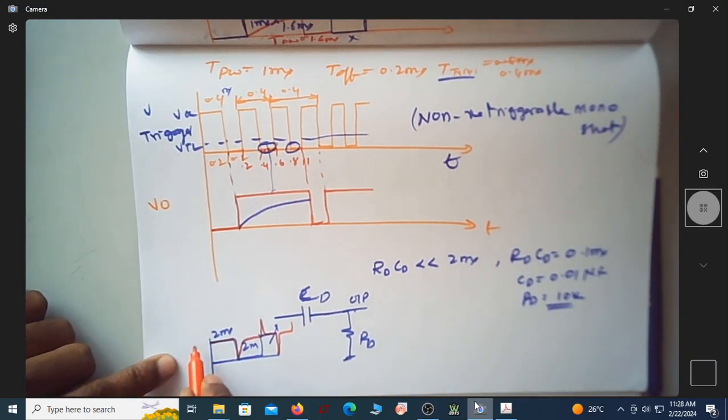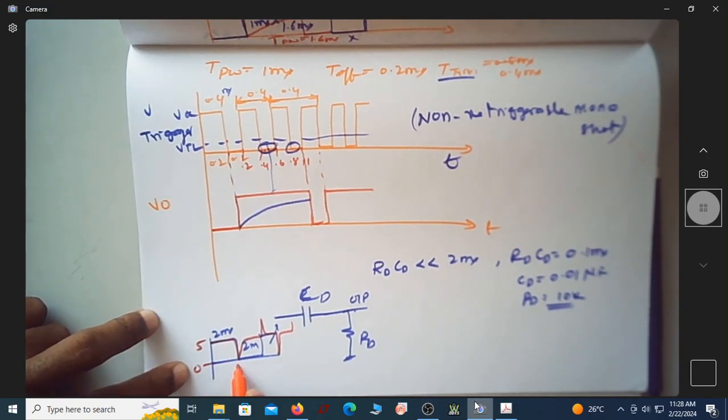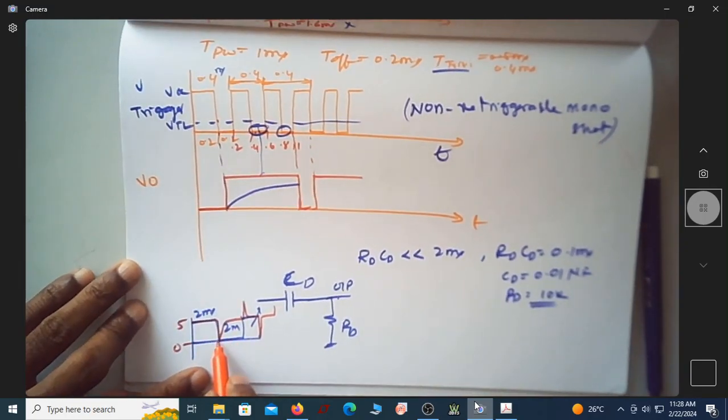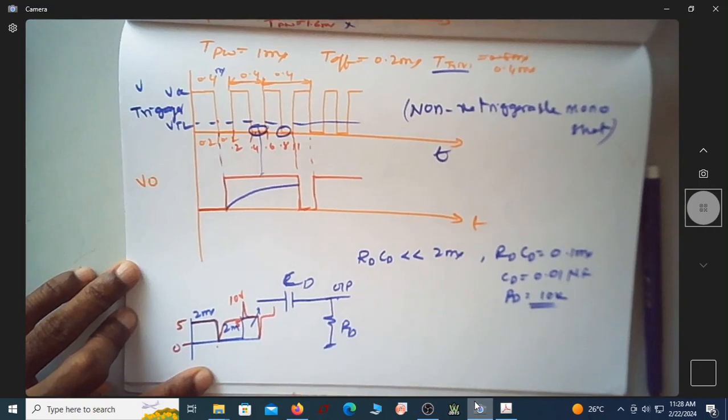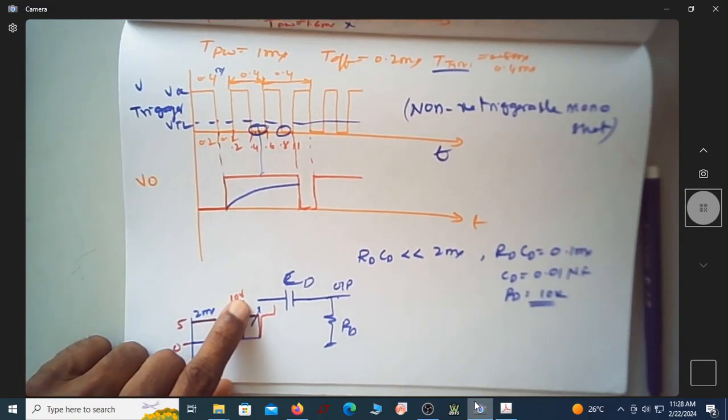See now, if this is 5 volt, then this will come to 5, and when this output changes from 0 to 5, this voltage which was there at 5 will actually go to 10 volt. This is what will happen.